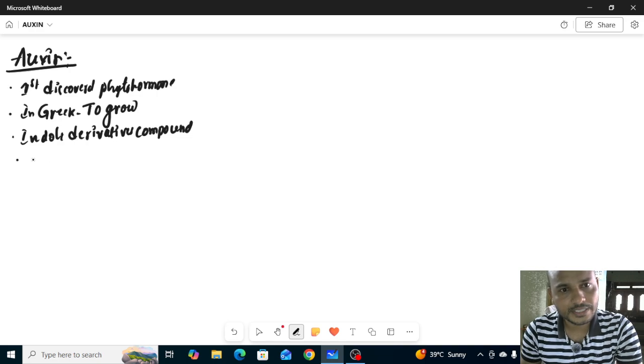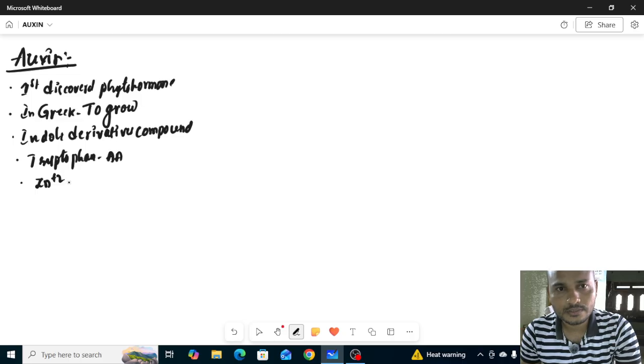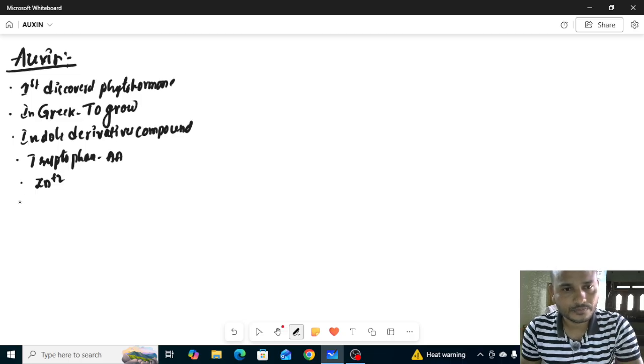Auxin precursor is tryptophan, an amino acid. For the synthesis of auxin, there is a mineral element essential, that is zinc ion. So zinc ion is essential for synthesis of auxin.